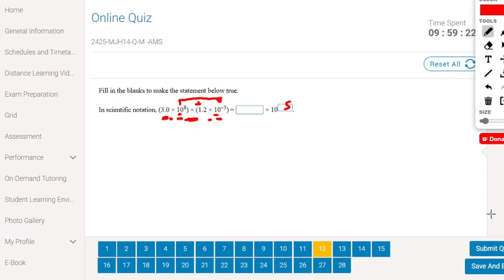And now I have 3 multiply 1.2. So let's make it 1.2 multiply 3. So it would be 3.6 multiply 10 power of 5. So the answer here will be 3.6 multiply 10 power of 5.